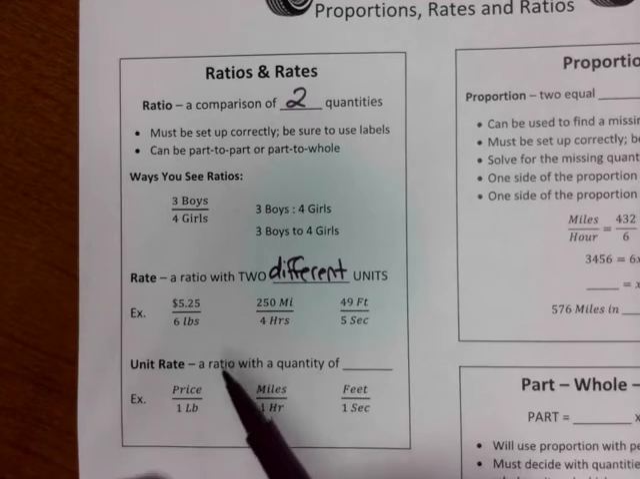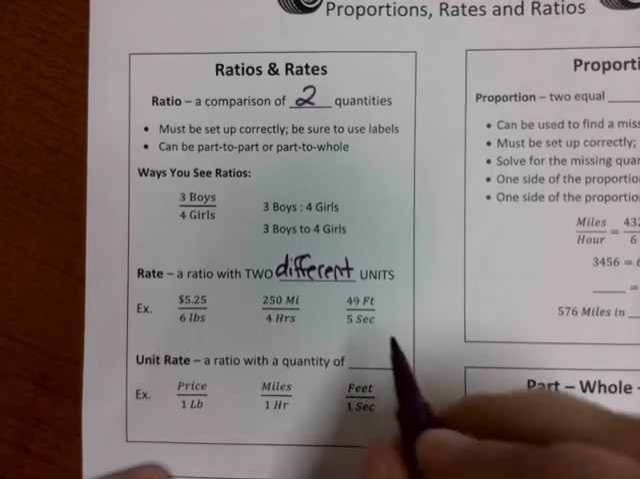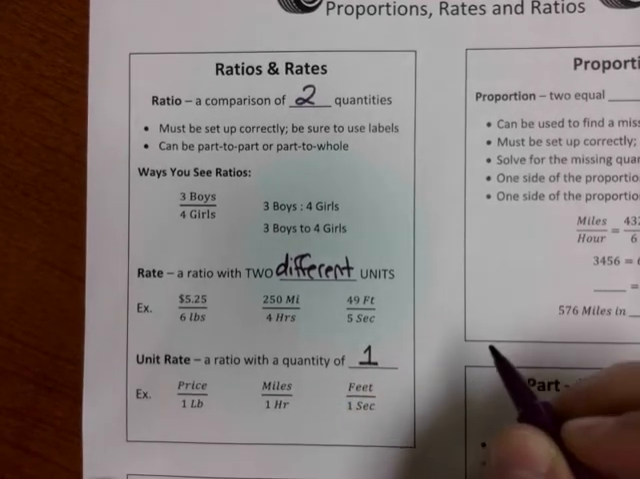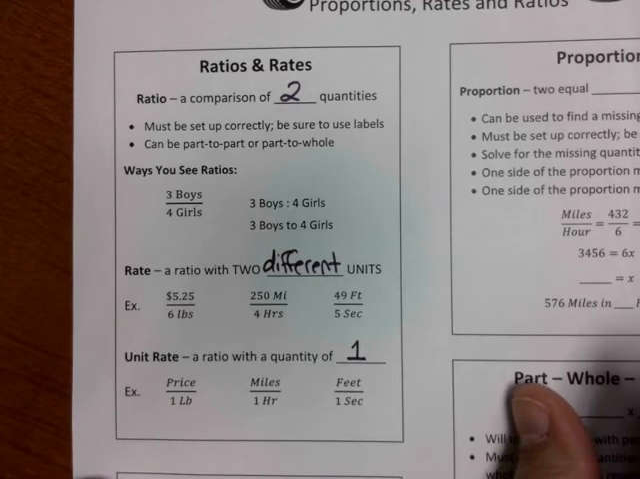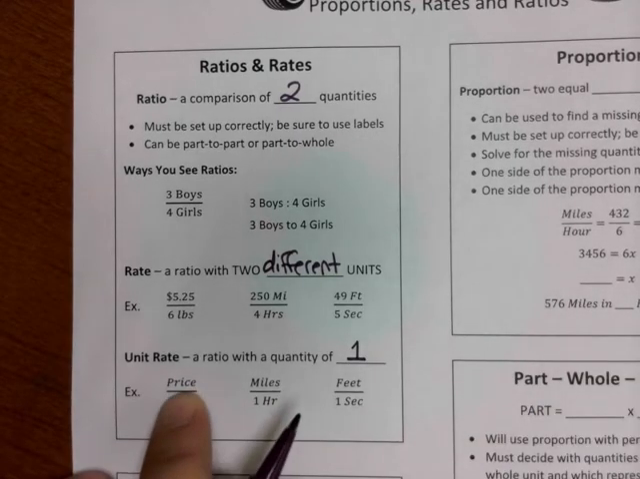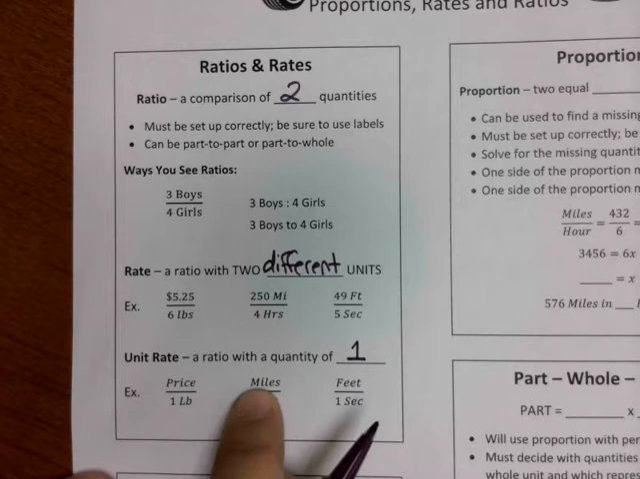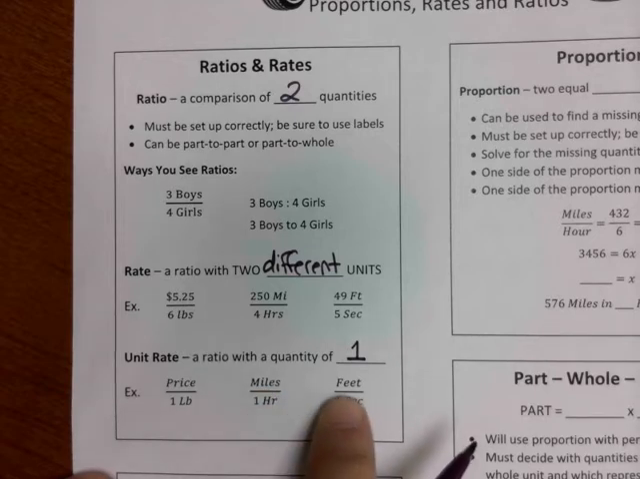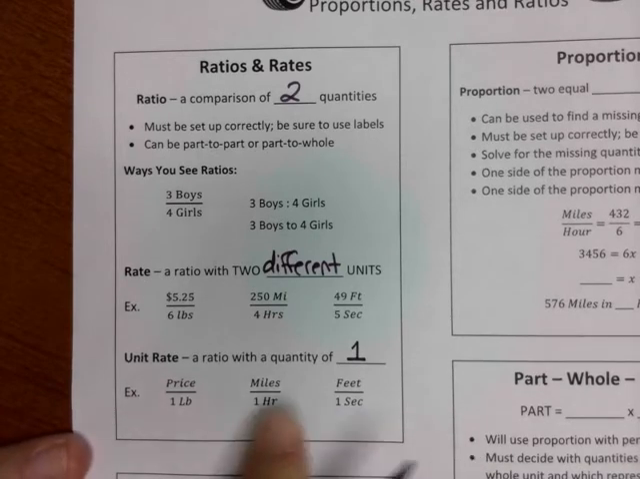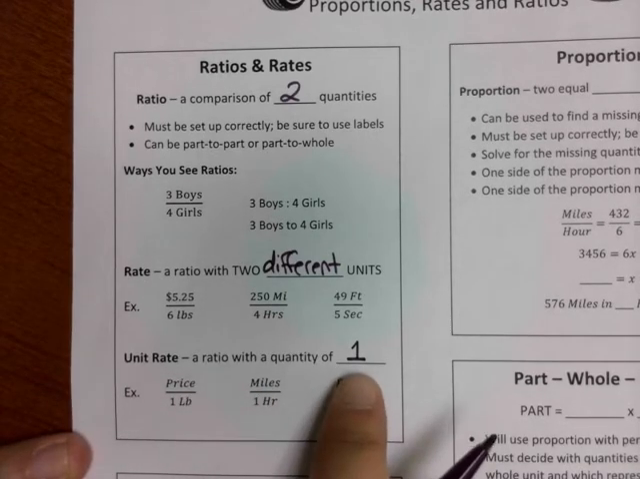And then a unit rate is a ratio always with a quantity of 1. So a unit rate is always being compared back to the number 1. It could be the price per pound, how many miles you can travel in 1 hour, how many feet you can walk in 1 second, whatever the case may be. But a unit rate has to have a denominator of 1.